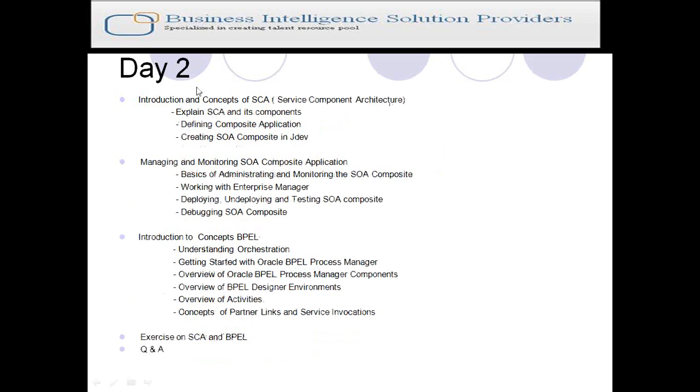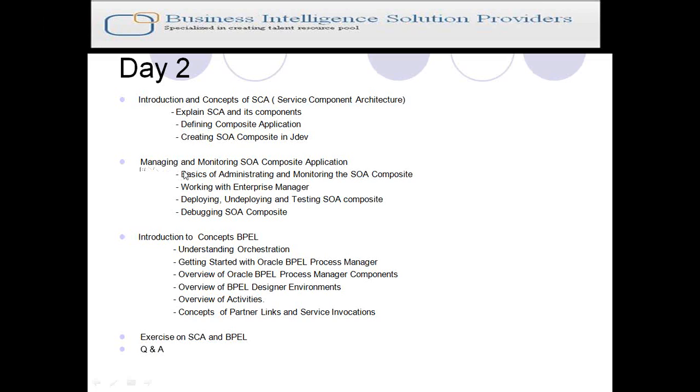On day two, we will be introducing the concept of Service Component Architecture. We will tell you why SCA has come into the picture. This was not there in the earlier releases of SOA, and we will explain why Oracle has now introduced this concept. That will give you an insight into what SCA is all about, and how it has an important place in the roadmap of Oracle.